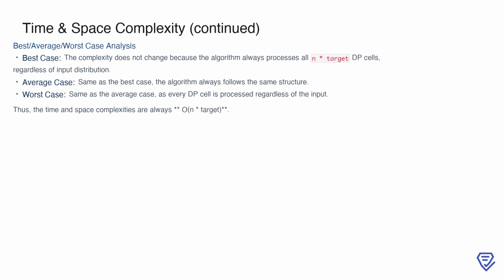In terms of best, average, and worst-case scenarios, the complexity remains consistent because the algorithm always processes all cells in the DP table. In the best-case scenario, even if the probabilities or target values are favorable, the algorithm still iterates through all n * target cells to fill the table. Similarly, in the average and worst-case scenarios, the algorithm's structure does not change, it always performs the same number of operations regardless of the input distribution. Therefore, the time and space complexities are always O(n * target), no matter the input.